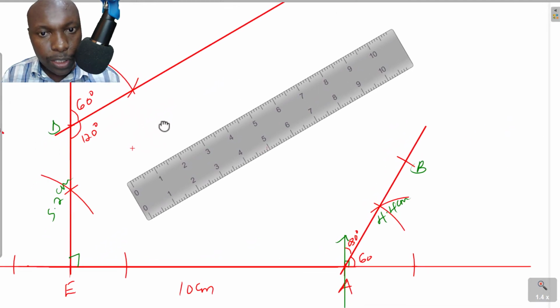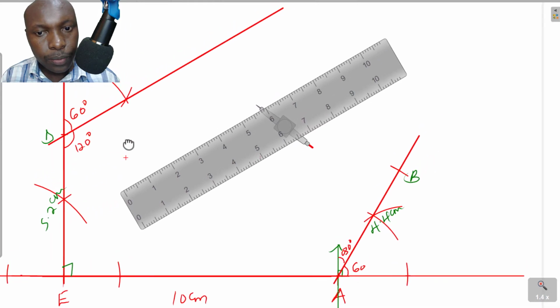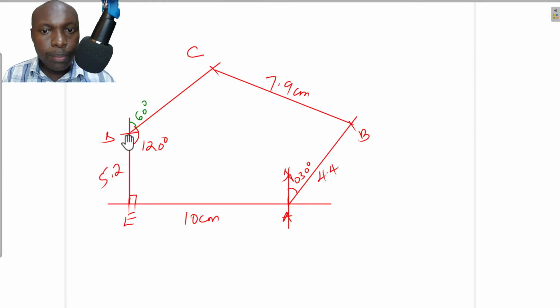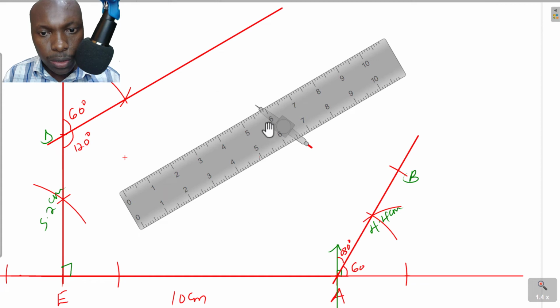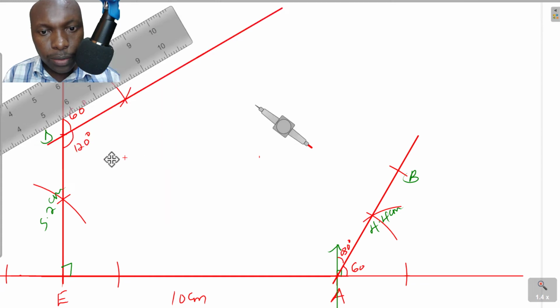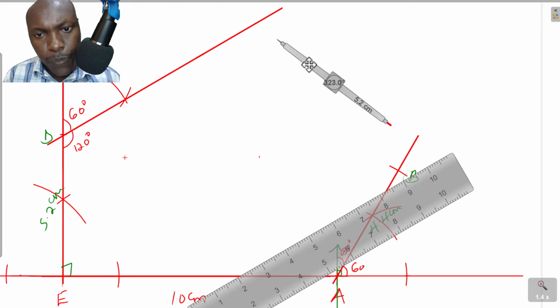There's only one measurement that we've not indicated, that from B to C, that should be 7.9. We're given that. So let me pull this this way. Now we're given that B to C should be 7.9, as you can see. So we need to measure that. To measure that, I'll just use my pair of compasses.